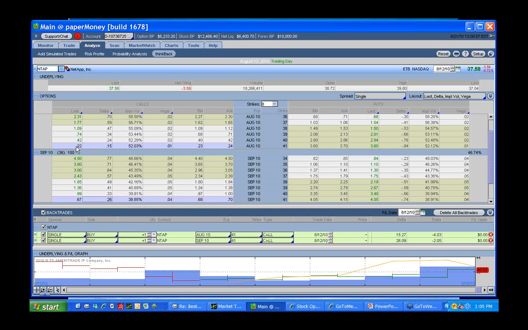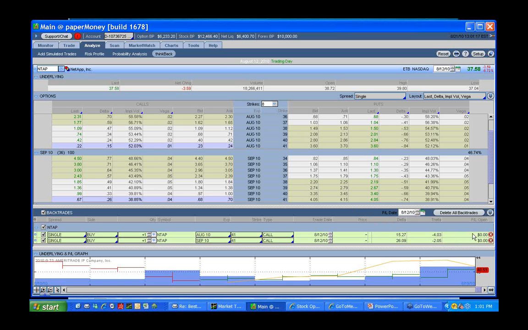Here in August, we paid 22 cents. Here in September, we paid 67 cents. Got in on the same day, same strike. The only difference here is which expiration we bought. Now, let's look at our actual profit. Of course, the day we get in is 0.